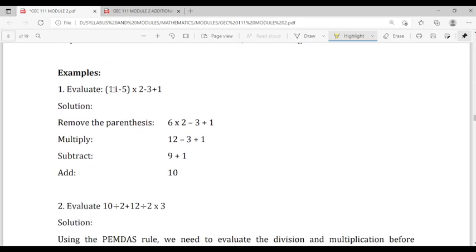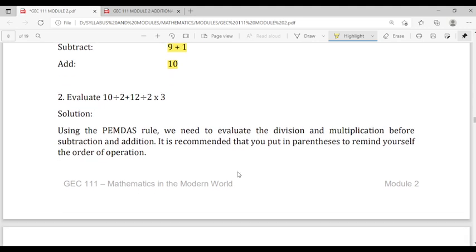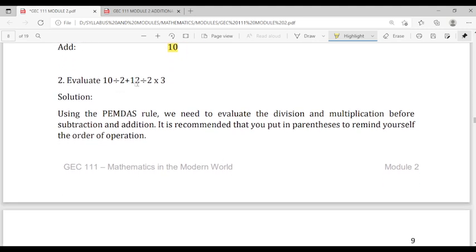Like for example, the quantity 11 minus 5 times 2 minus 3 plus 1. So here, we do this first. We have 6, copy the remaining, times 2 minus 3 plus 1. Then 6 times 2, we have 12 minus 3 plus 1. From left to right now, we have 12 minus 3, we have 9 plus 1, and then we come out with equal to 10.